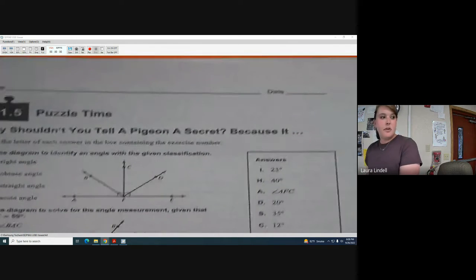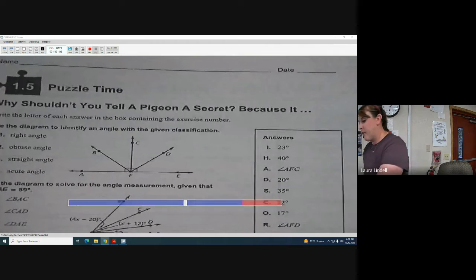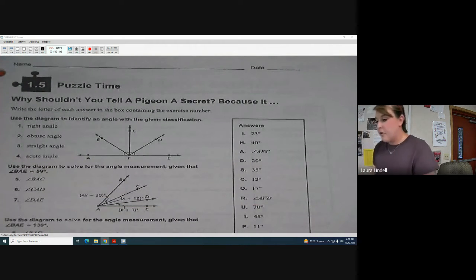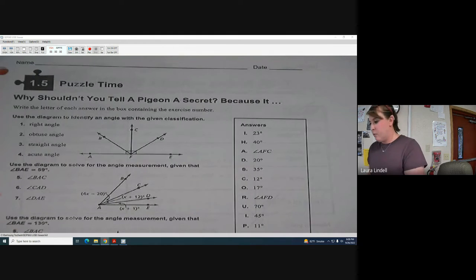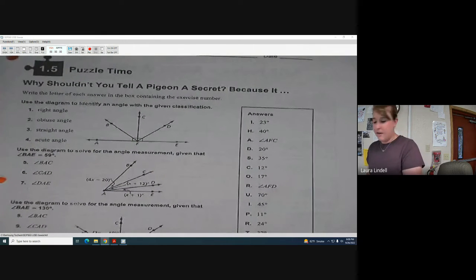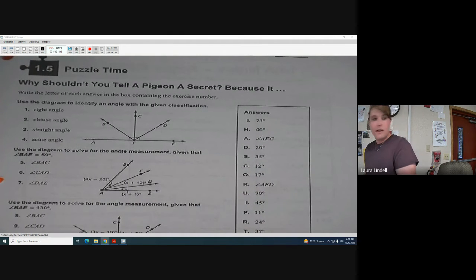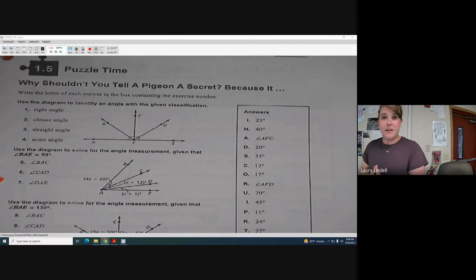And on the next page, you should see at the top 1.5 puzzle time. All right, and so your assignment for today is to do all of them, 1 through 10 on the puzzle time. If you finish it all correctly, it should tell you the answer to why shouldn't you tell a pigeon a secret? So I'm excited to find out with you all. Anyways, so we're doing problems 1 through 10.